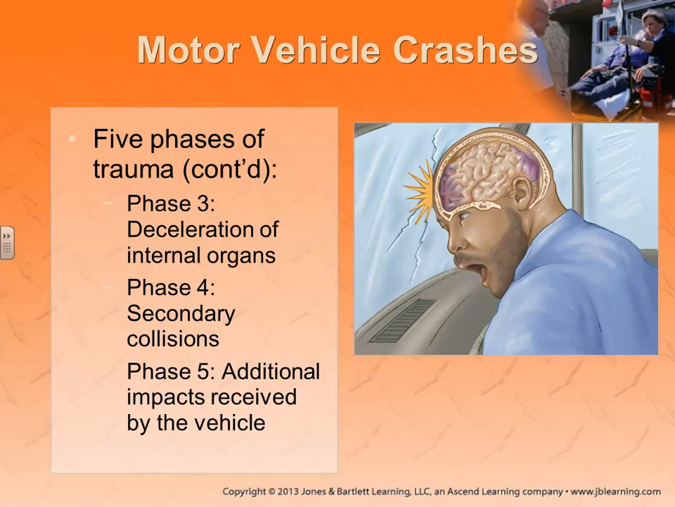Phase 3 is the deceleration of internal organs. Phase 4 is your secondary collisions, and then Phase 5 is additional impacts received by the vehicle. So it just all goes back to what we've talked about in previous classes. You've got the vehicle impact, you've got the body impact, you've got the organ impact, then you've got the other objects. It's the picture of the present in the back of the car that comes slamming into somebody's head.